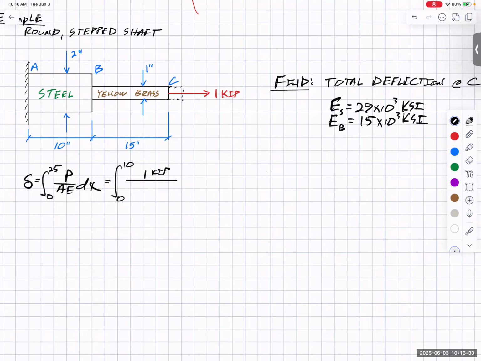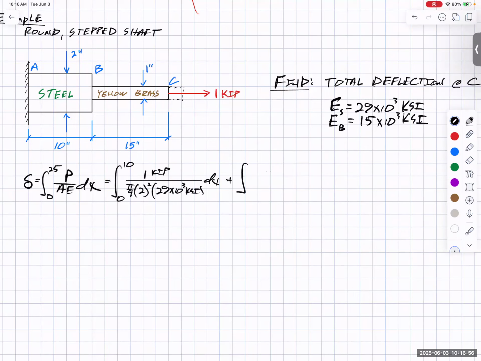We have the 1 kip load. The area is way easier to find when you're given diameters, using pi over 4 times the diameter, 2 inches squared. I'm going to drop my units because it's getting a little tight in here. E, I looked that up, or I have it given as 29 times 10 to the 3rd if we're in KSI, right? Don't forget my little dx here.